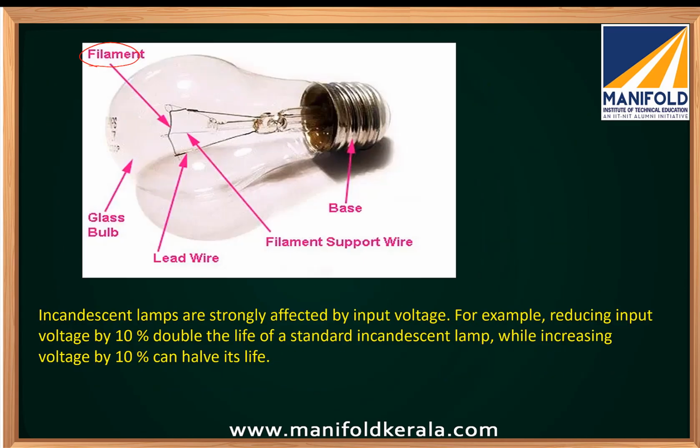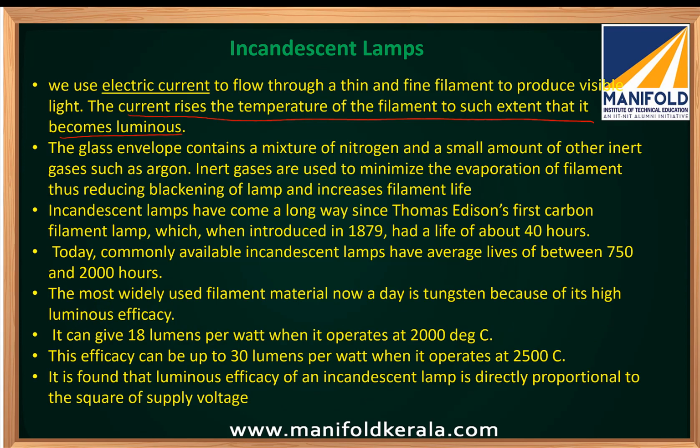The glass envelope contains a mixture of nitrogen and a small amount of inert gas called argon. So what are the gases present in the incandescent lamp? Some inert gas called argon and a small amount of nitrogen. Why are inert gases required? Inert gases do not react with any metal or any other things. So they minimize the evaporation of the filament because they do not react with the tungsten filament, thus reducing the blackening of the lamp and increasing the filament life.